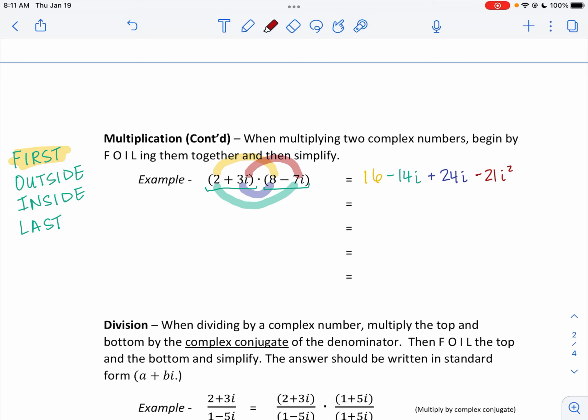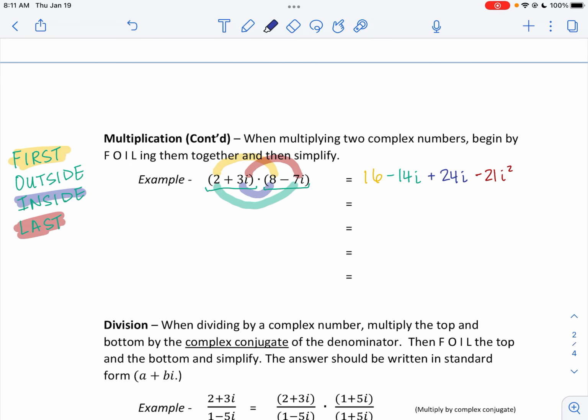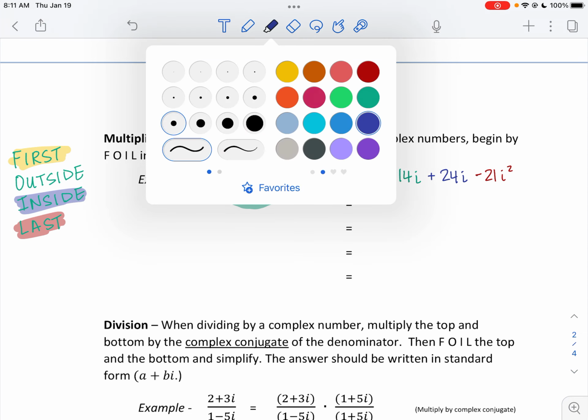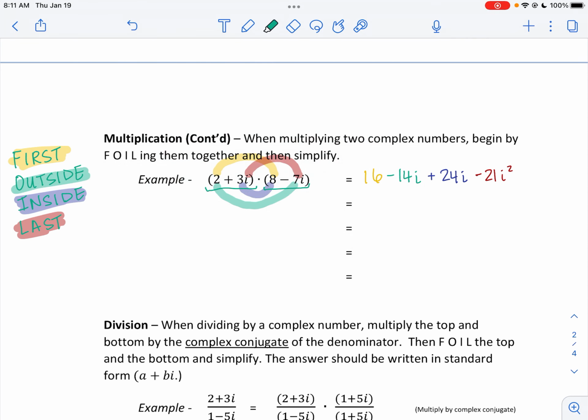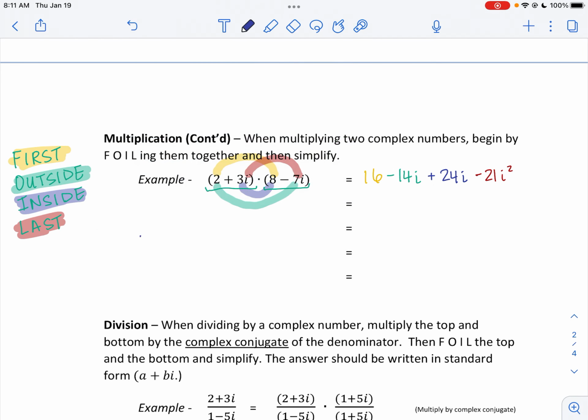Let me continue color coding this. Last was in red. Inside was in blue. And outside was in green. Okay. There's another way to do this, and I've shown my Algebra 2 students to use the box last year when we multiply binomials. This, I think, is much easier, and we take away the potential mistakes that you could be making when you're multiplying binomials.